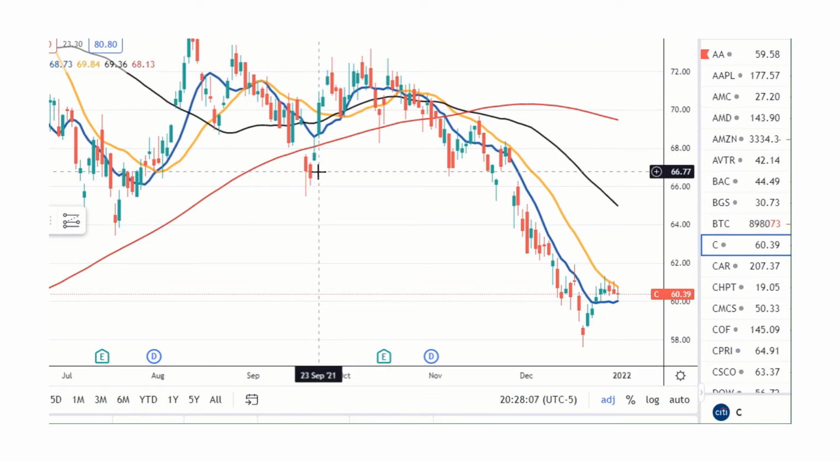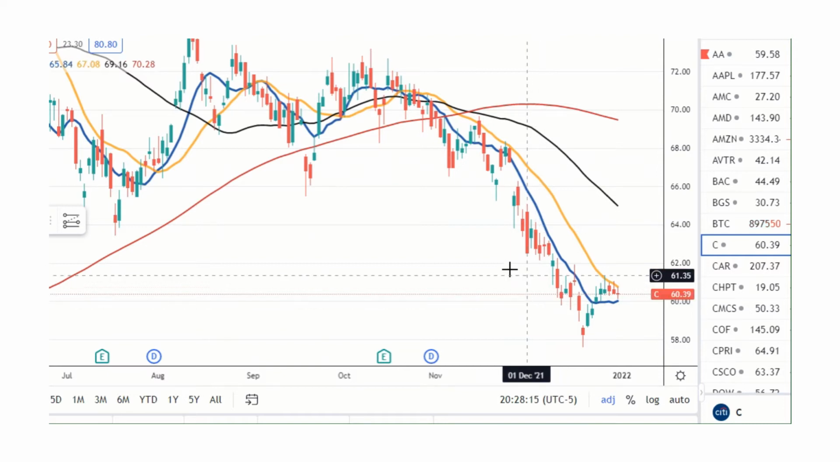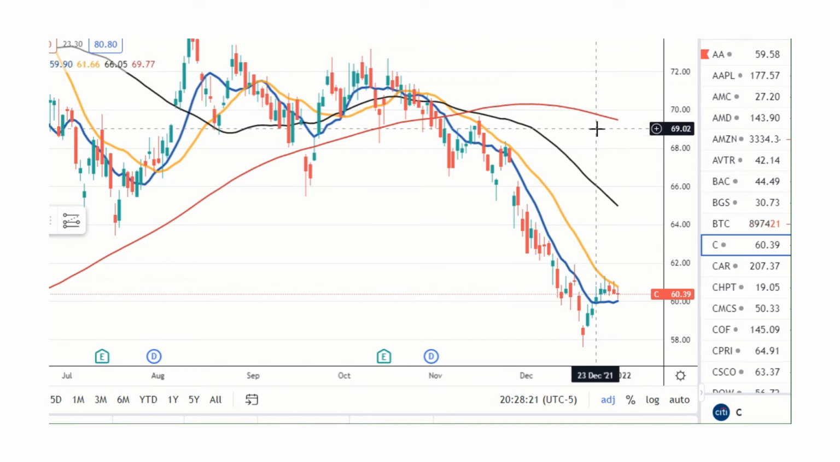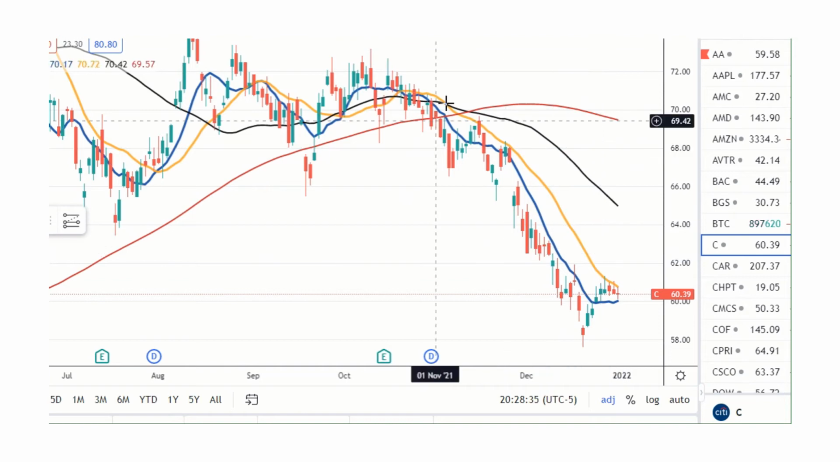Okay, so let's look at Citigroup, their stock chart, and they're in a downtrend right now. And you can tell because I've got my four indicators here. We've got the red one indicating the 200 moving average, the black one indicating the 50 moving average, the yellow, the 20 moving average, and the blue, the 9 moving average. And the price of the stock is right underneath all four moving averages, indicating that it's in a downtrend.